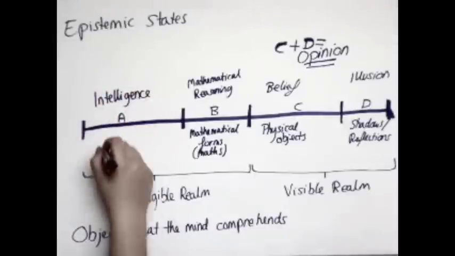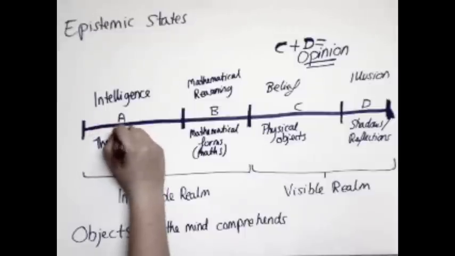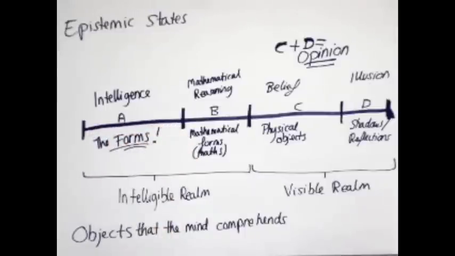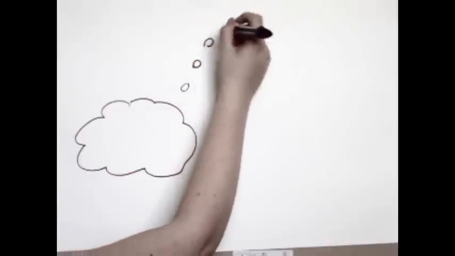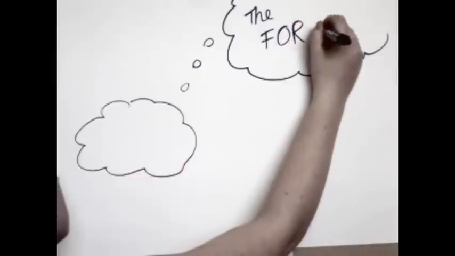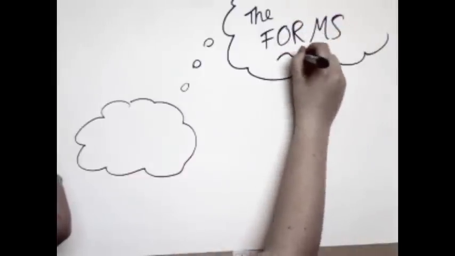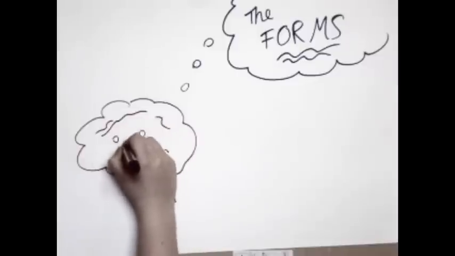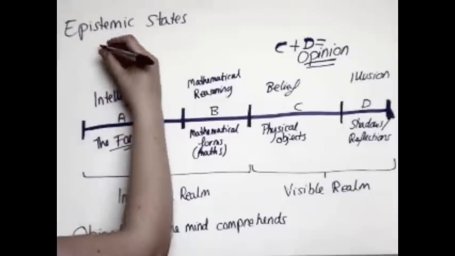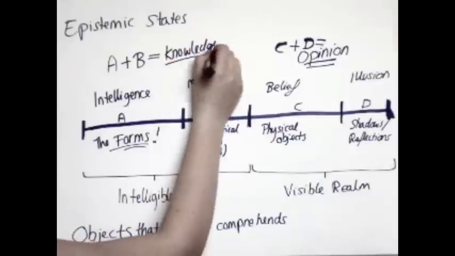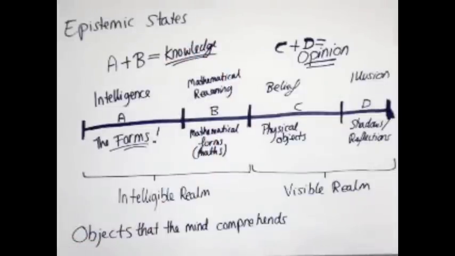Lastly, section A is the epistemic state of intelligence. Yes, if we are intelligent, then our minds can comprehend the forms. Now Plato is a bit vague about how we access the forms, but we can grasp them the same way that we can access the image of a perfectly straight line in our minds, without anything in the physical world. And together, A and B give us knowledge according to Plato's definition.